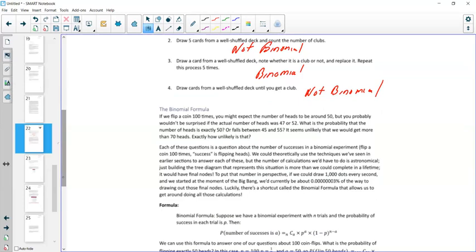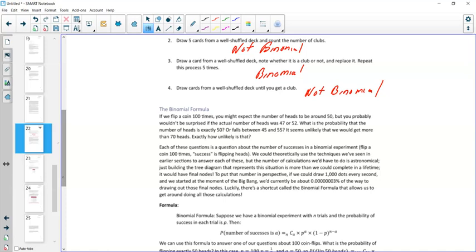So we have a binomial formula. If we flip a coin 100 times, you might expect the number of heads to be around 50. But you probably wouldn't be surprised if the actual number of heads was 47 or 52. What is the probability that the number of heads is exactly 50? Or falls between 45 and 55? It seems unlikely that we could get more than 70 heads. Exactly how unlikely is that? Each of these questions is a question about the number of successes in a binomial experiment. Flip a coin 100 times.